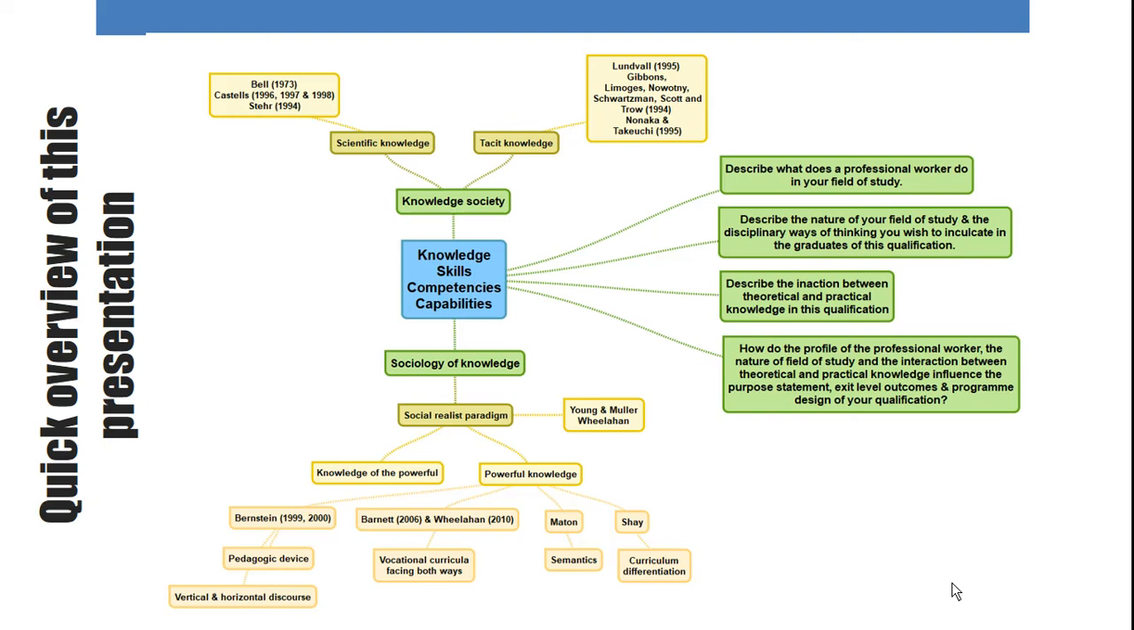How do the profile of the professional worker, the nature of the field of study, and the interaction between theory and practice influence your purpose statement, your exit level outcomes, and your program design? Okay, so ultimately, that's what you need to work with. So these are the 4 key questions you should be asking yourself. So the theoretical perspectives that I'm going to be presenting is merely just to give you an idea as to, if you read deeper into curriculum issues in literature, what is it that it tells us?